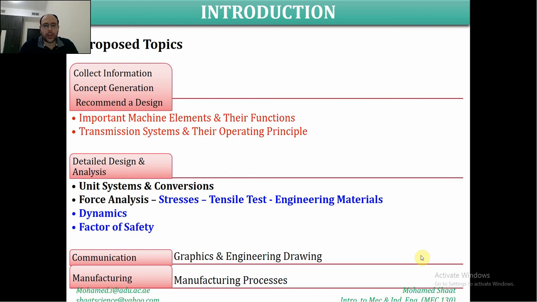Also, we discussed force and force analysis, stress and stress analysis. In today's video, we're going to continue with other topics related to mechanical design, like the tensile test, engineering materials, dynamics, and factor of safety. Right.